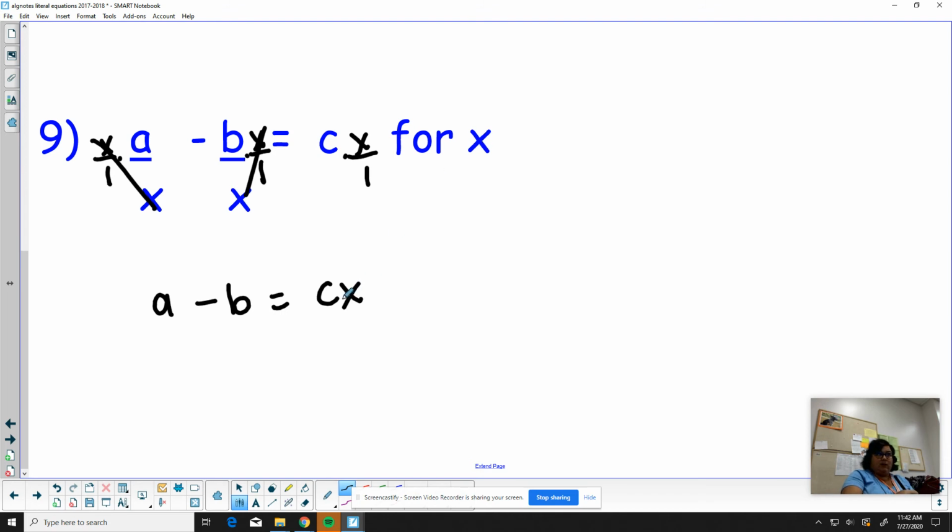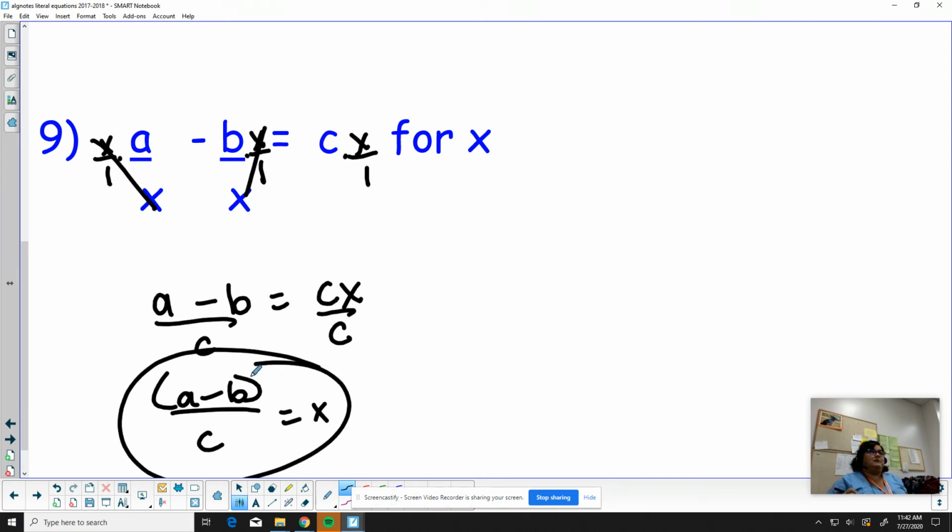Because I want x alone, I want to move the c, so I divide by c. So a minus b is on the top, and that's my answer. I hope that makes sense.